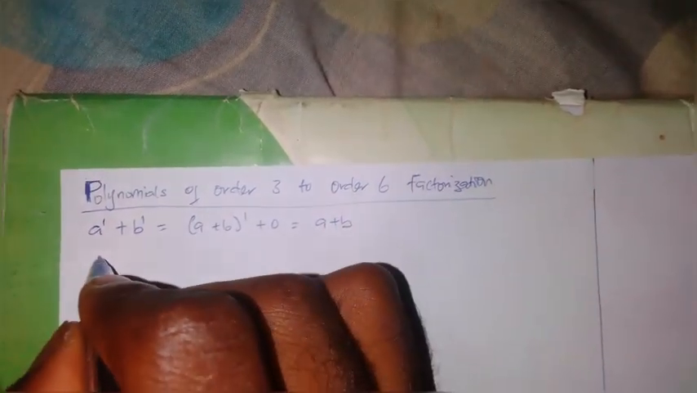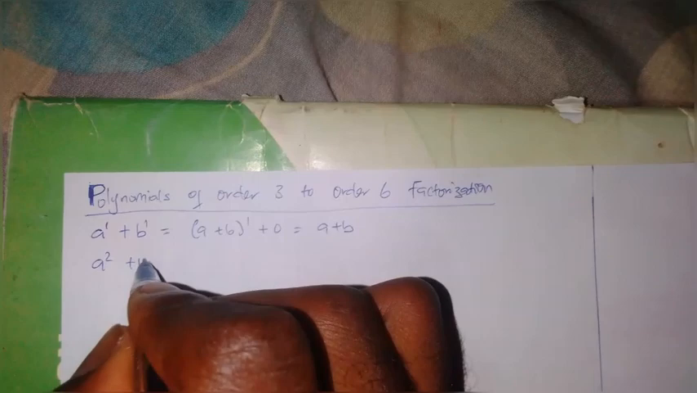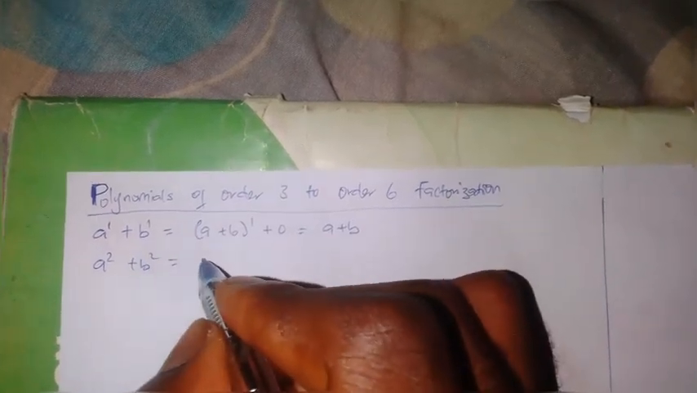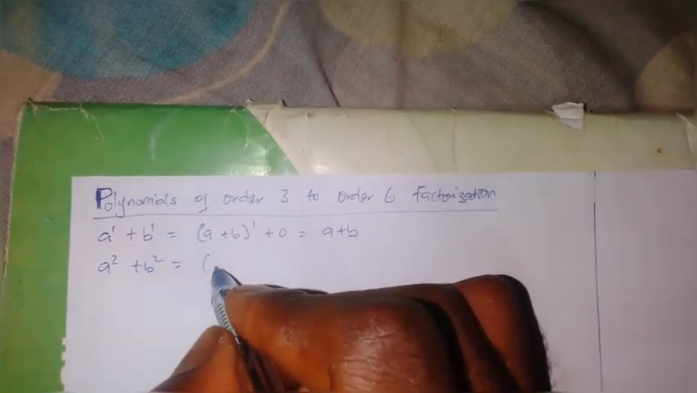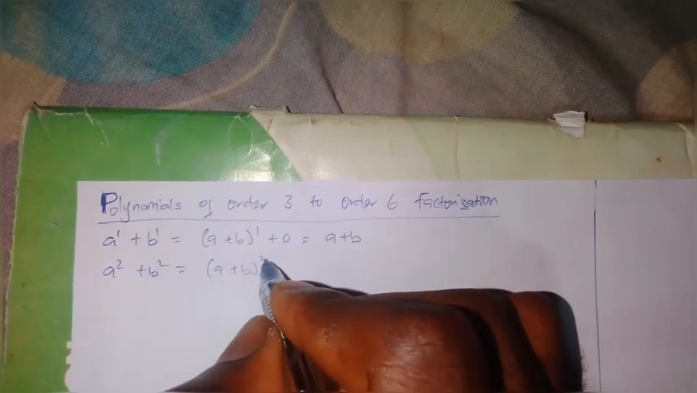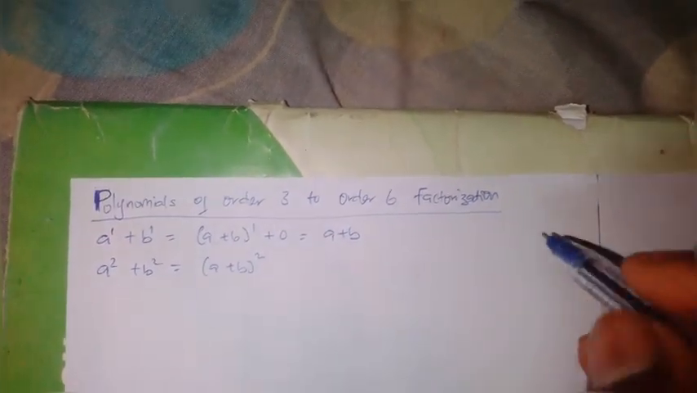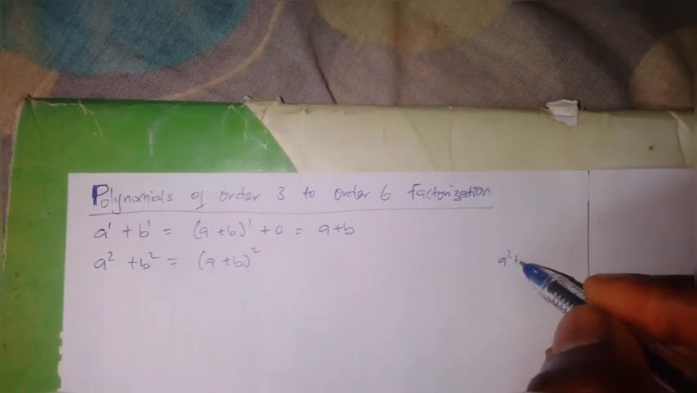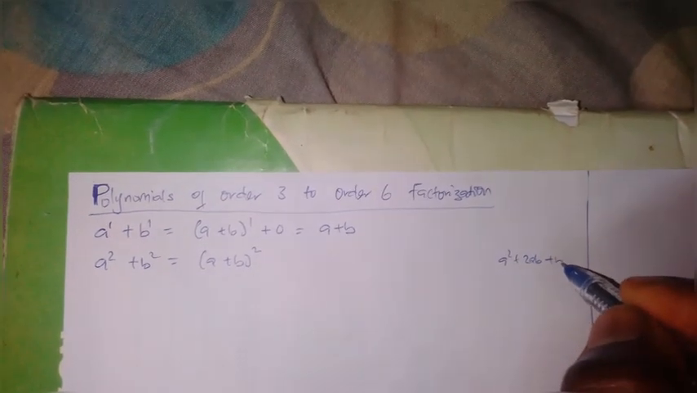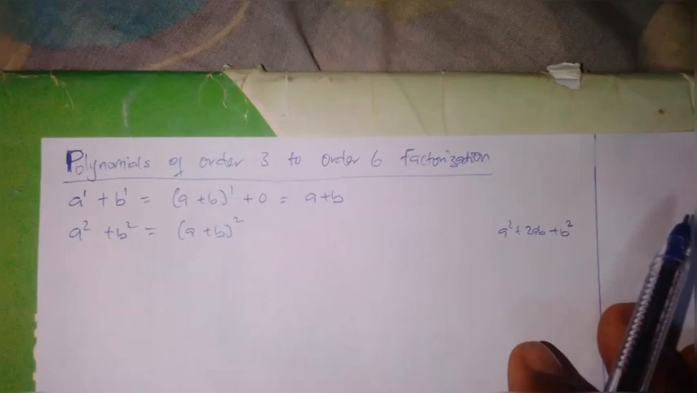Now, we have a squared plus b squared to be equal to what? If you want to factorize this, it's the same thing as saying what? A plus b all squared. Such that if I expand this, what will I get? If I expand this, I'm going to have it as a squared plus 2ab plus b squared.